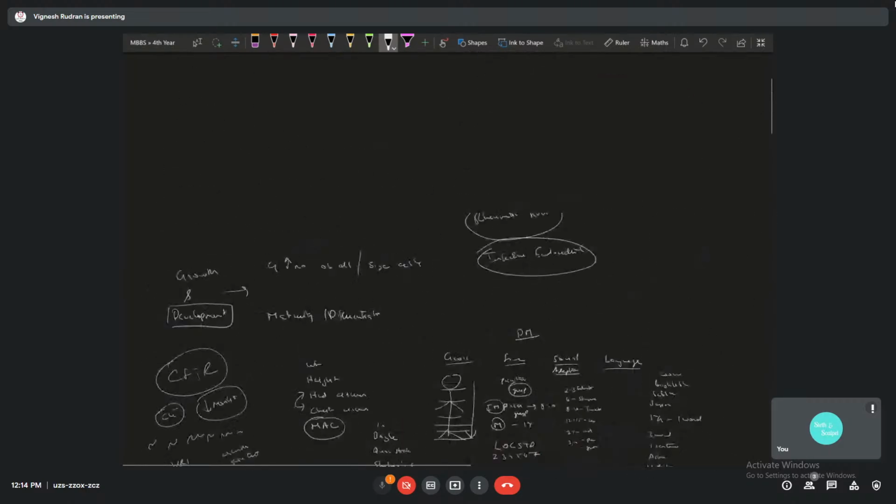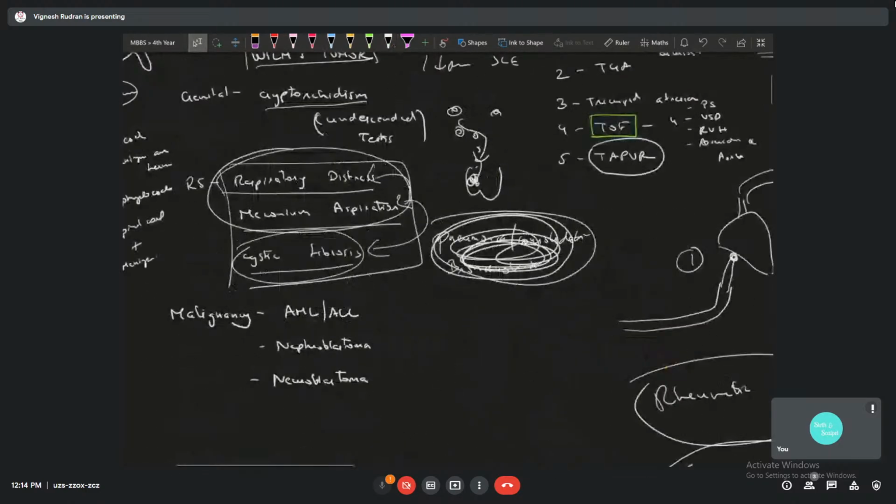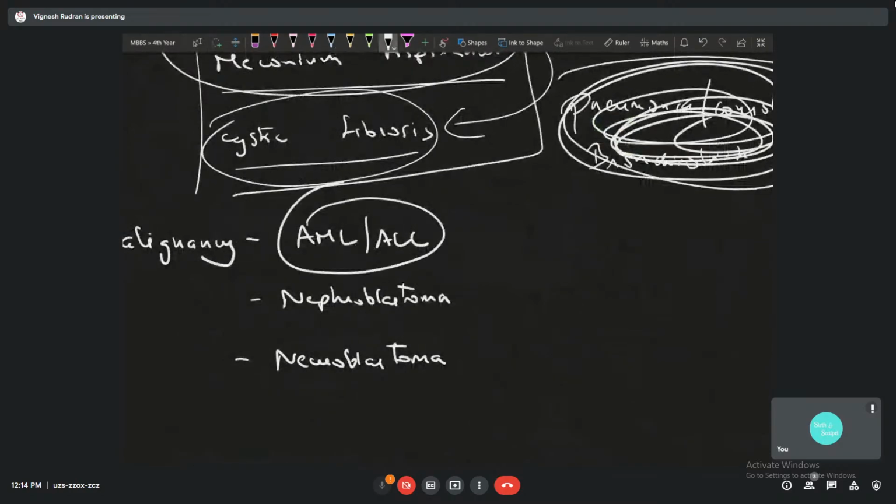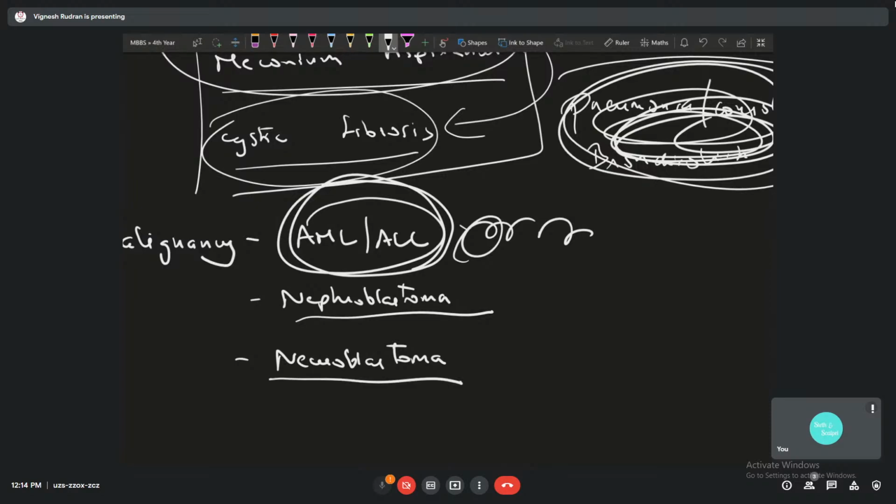And lastly, we have to look at the important malignancies. So AML, CML, they already asked CML in blood. So based on that, you know what is going to happen. So blast crisis, they asked in our medicine paper, right? That is going to be similar to your AML. So nothing big over there. Your nephroblastoma is Wilms tumor, neuroblastoma is adrenal tumor.